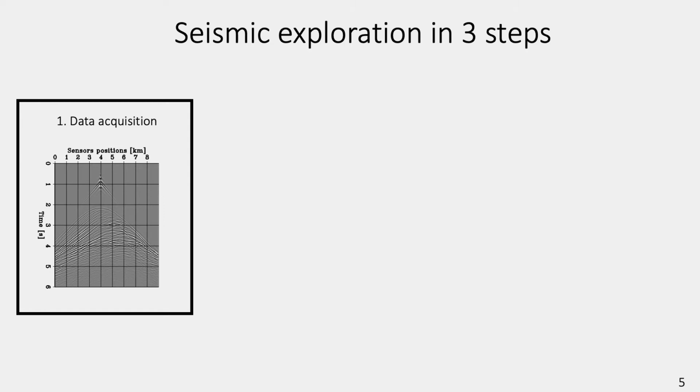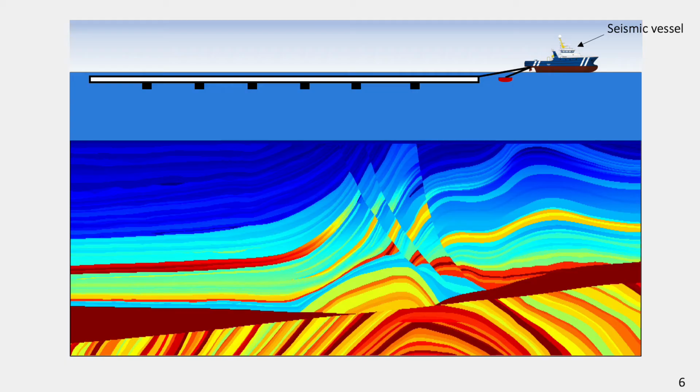In the first step, we acquire seismic data. So we're going to deploy a seismic vessel at the surface, and the seismic vessel is going to tow a seismic source, which is going to be sending the wave. And an array of sensors are going to record the pressure changes caused by those seismic waves.